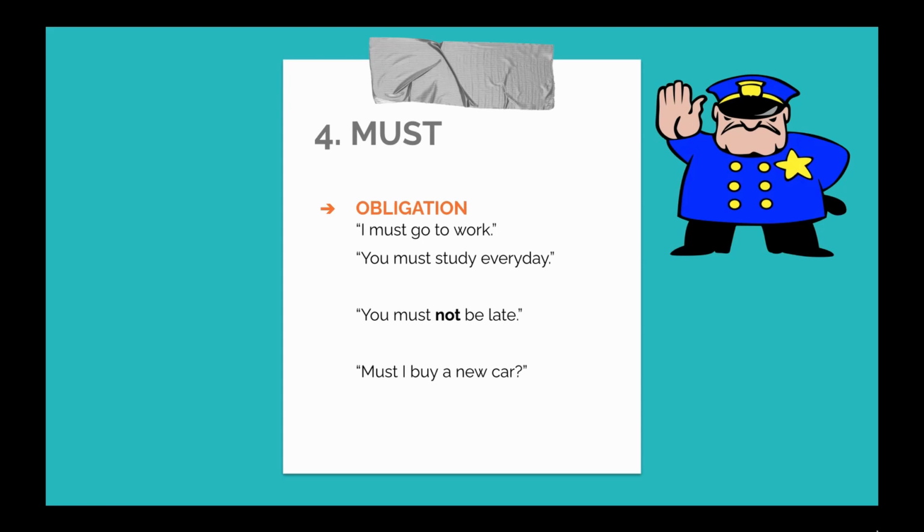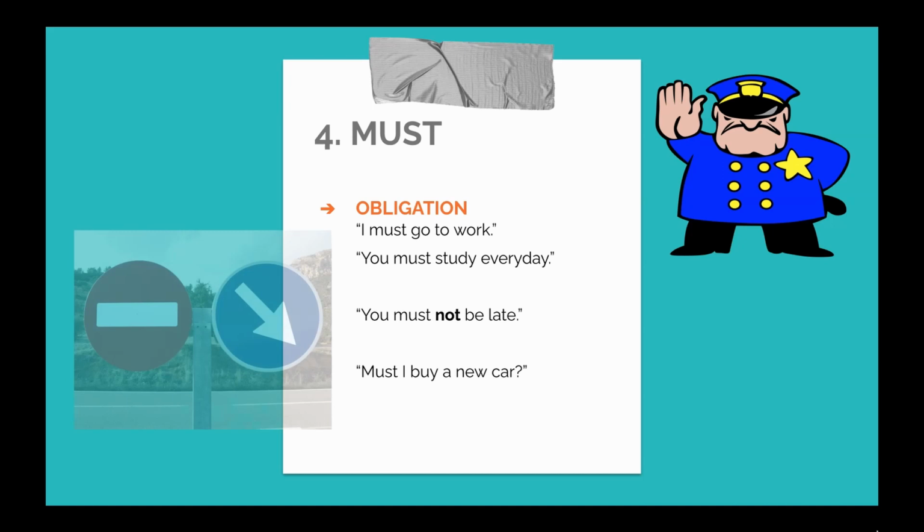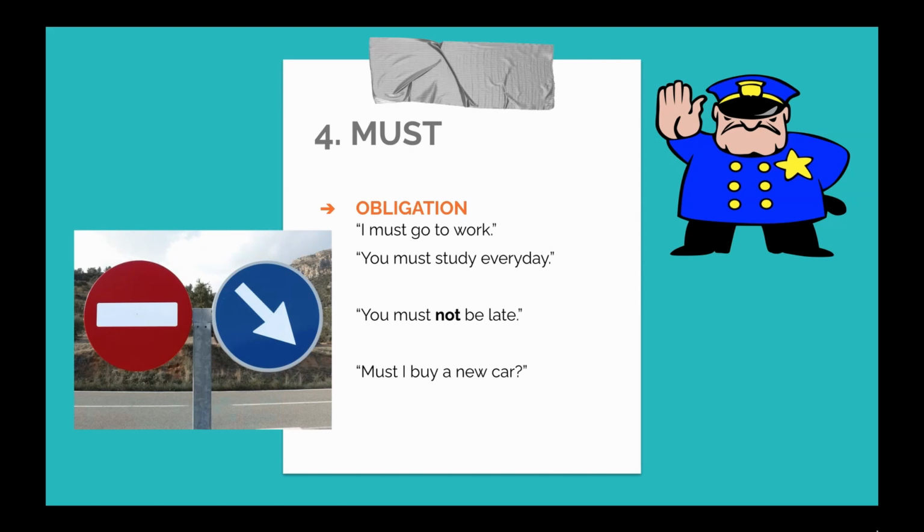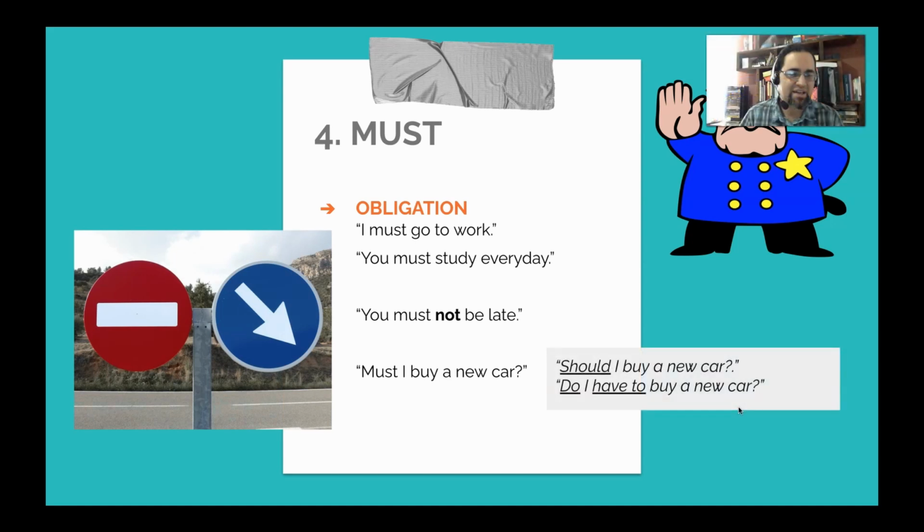And of course, you can also use it in the interrogative way. Grammatically speaking, you can say, must I buy a car? As in, do I have the obligation to buy a new car? However, that doesn't really sound that good. I strongly recommend that instead of using must for questions, you use should or have to. That sounds much more natural. Should I buy a new car? As in, is it recommendable for me to get a new car? Or do I have to buy a new car? As in, is it an obligation for me to buy a new car? That sounds much more natural.